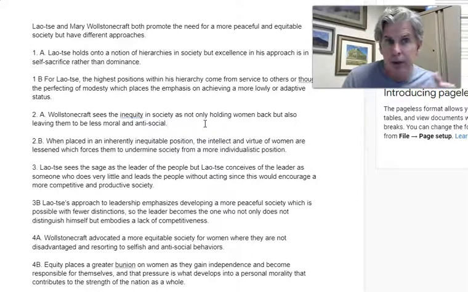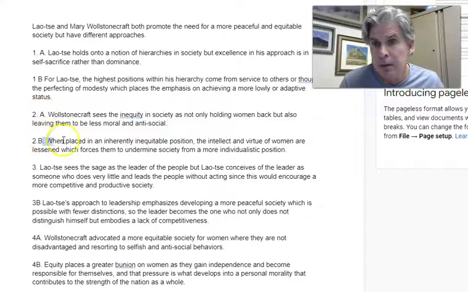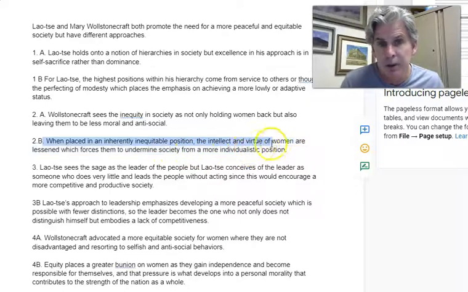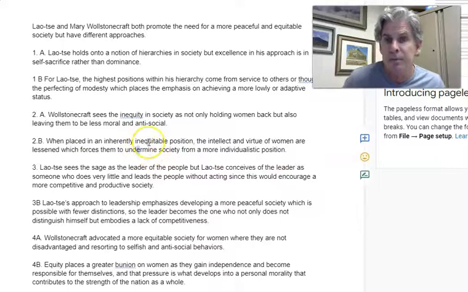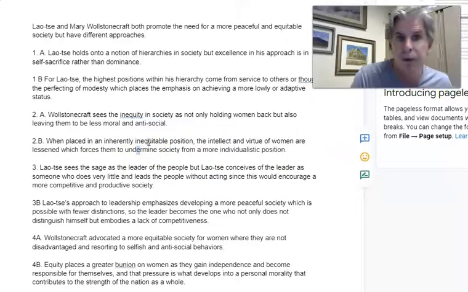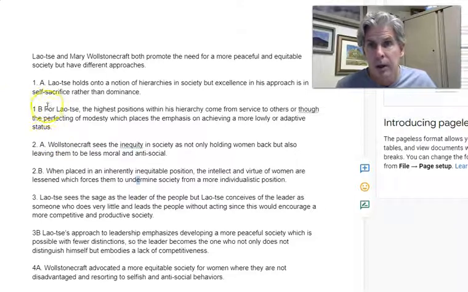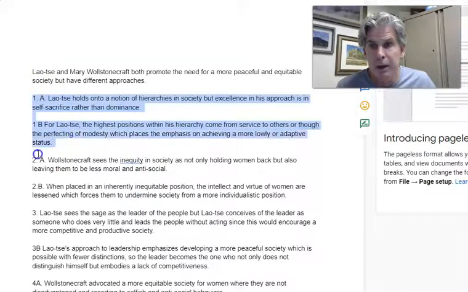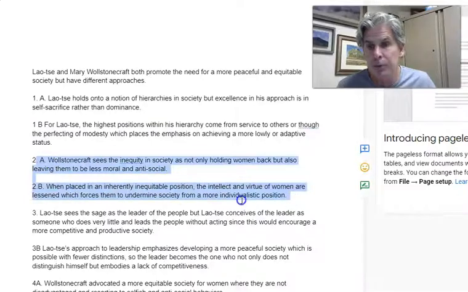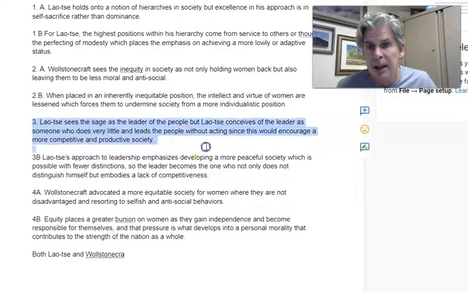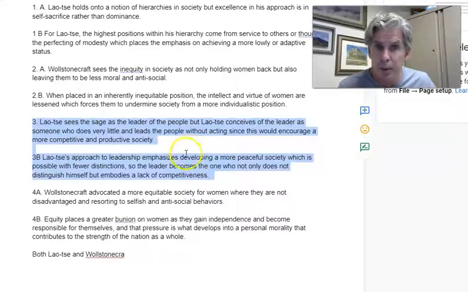Okay. He sees that kind of dishonesty and the undermining of others as something that comes from the inequity. Okay, and why is that important? When placed in an inherently inequitable position, the intellect and virtue of women are lessened, which forces them to undermine society from an individualistic position. That's why it's important. I've covered the first body paragraph. I covered the second. That's what it's about. And then I just added right now the third, what it's about and then why it's important.